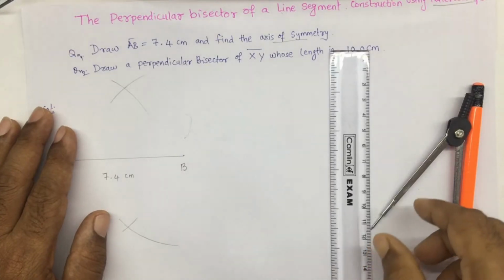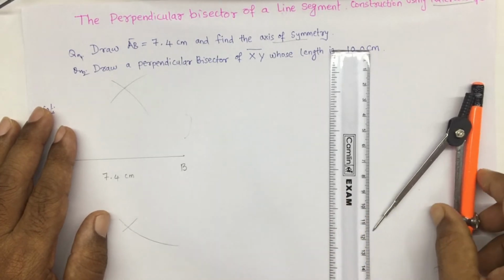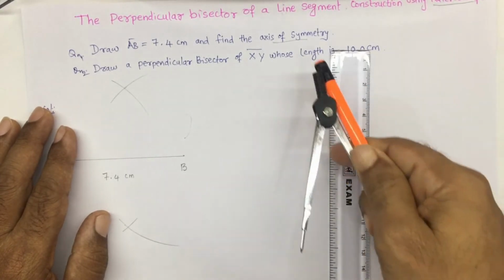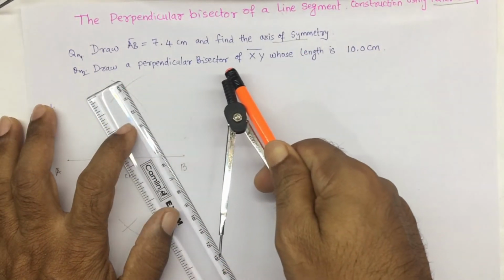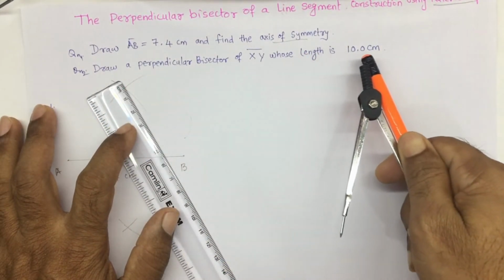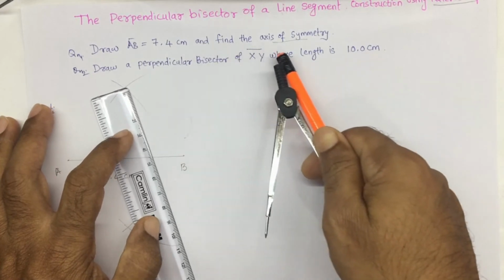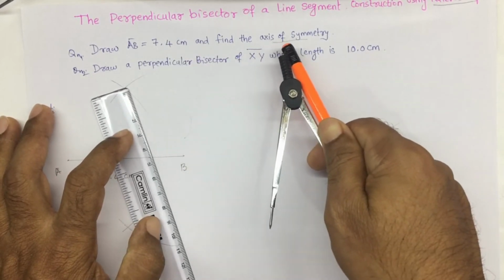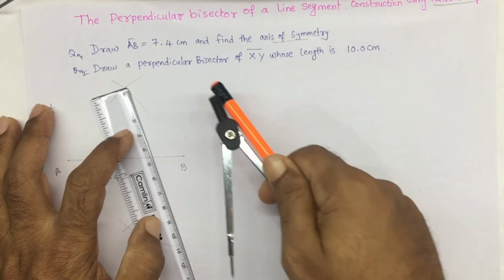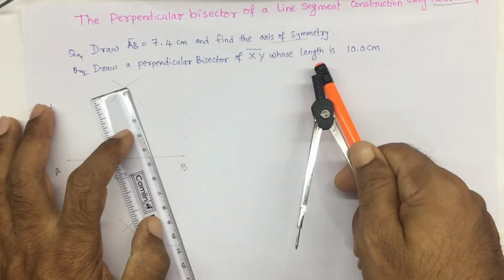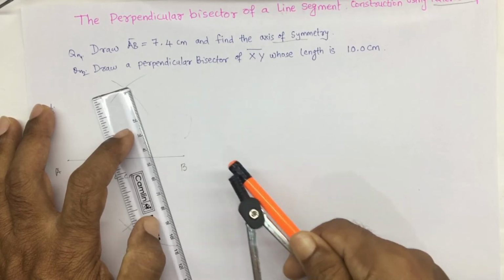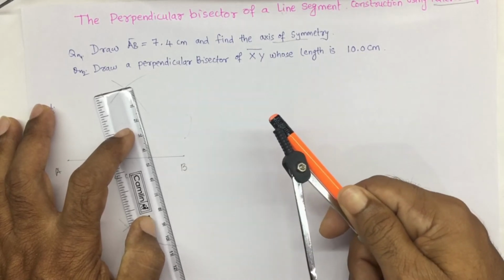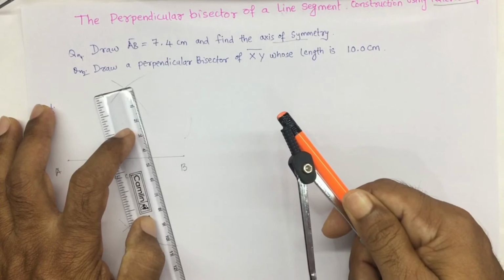Here we have two questions. AB is equal to 7.4 centimeter, find its axis of symmetry, and another question, draw a perpendicular bisector of XY whose length is 10 centimeter. Let us solve the first one. We have to draw the axis of symmetry for the given line segment, and the axis of symmetry is nothing but the perpendicular bisector only.